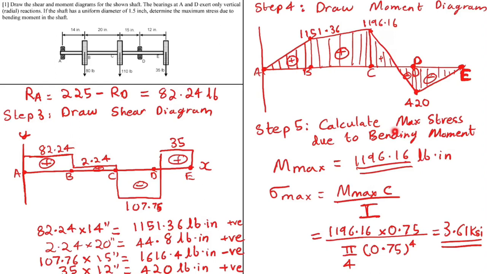If you are asked to find the maximum stress due to normal force or shear, then you have to come back here and check which is the maximum value. The maximum value here was 107.75, and the stress equation would be sigma max equals the shear over the area, V over A, or N over A, the normal force over area.